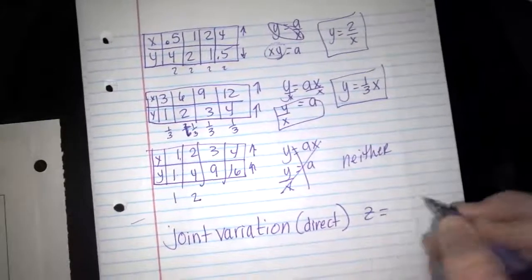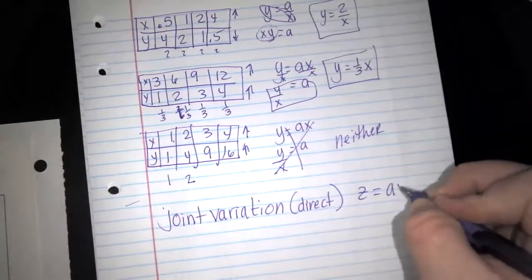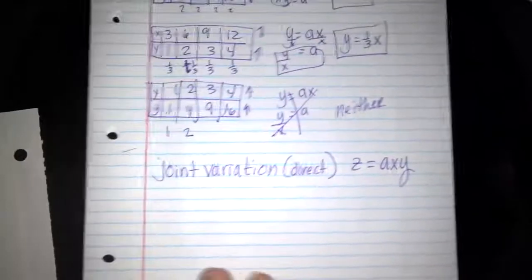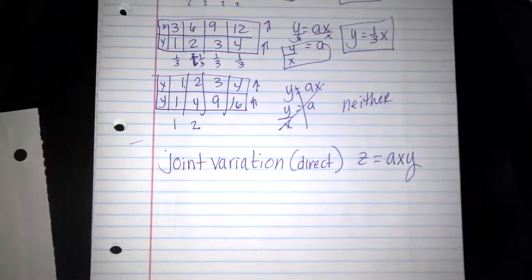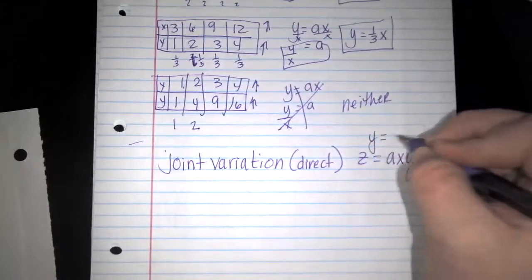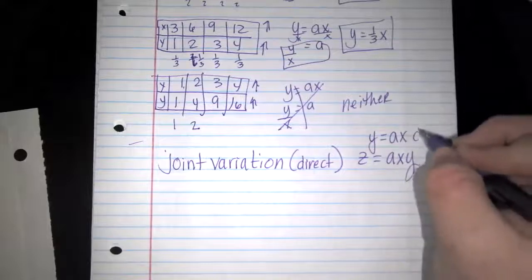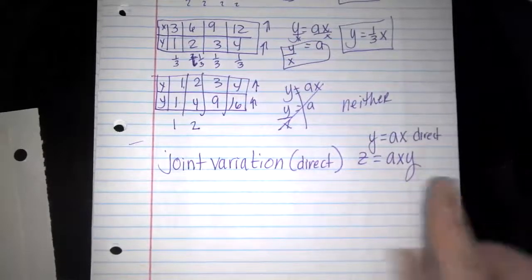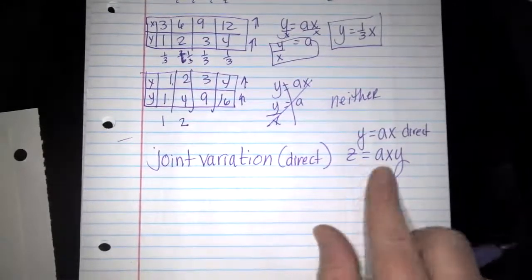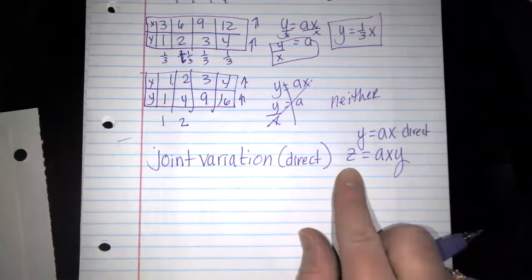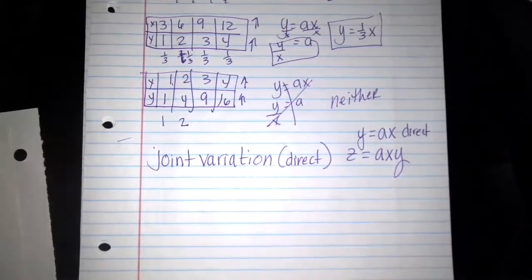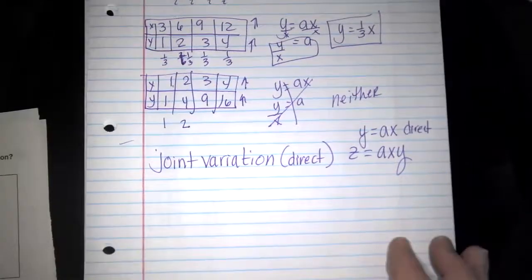All right, so here's your equation for this. Z is equal to a times x times y. Notice that the only difference between direct and joint variation is that there's just another variable, which means there are multiple variables involved. But it's still the same thing. It's still easy.